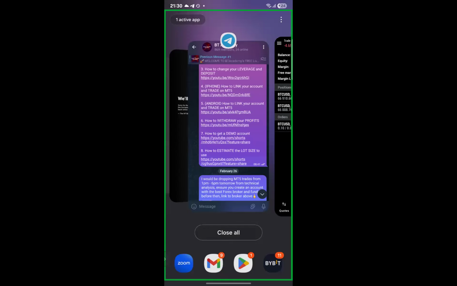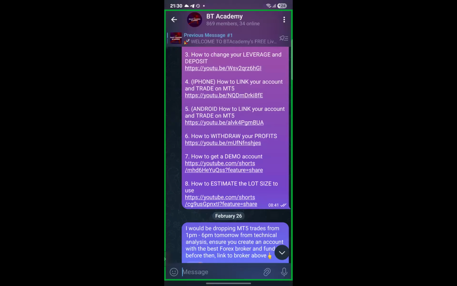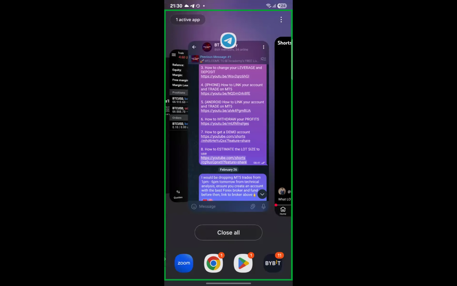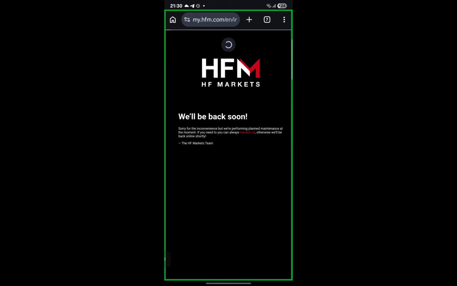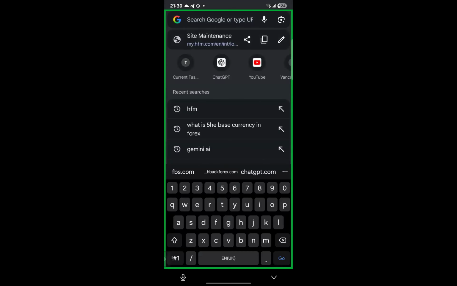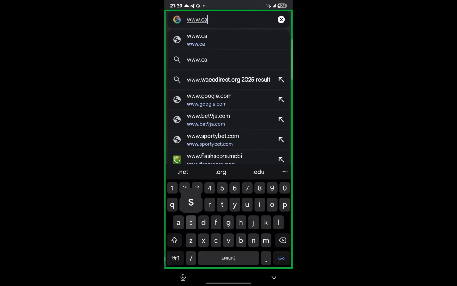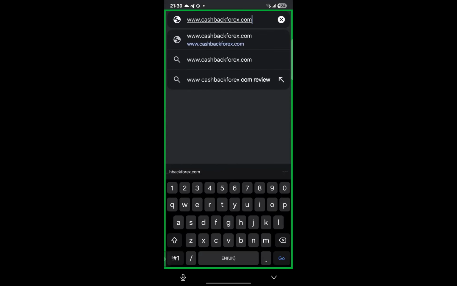So to calculate your lot size, click on this, how to estimate your lot size here. It's going to lead you to the video on how to estimate your lot size. But the website to calculate your lot size is this, www.cashbackforex.com. We'll be finishing in 10 minutes. This is where you calculate and estimate your lot size from.